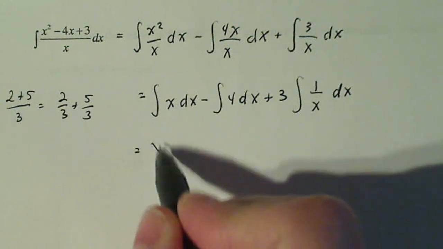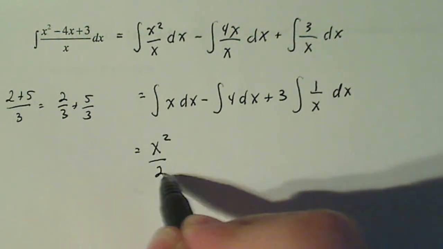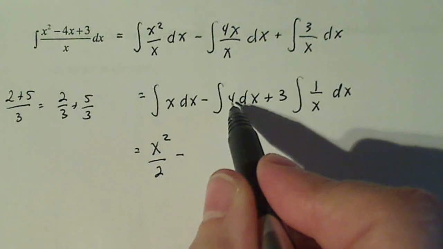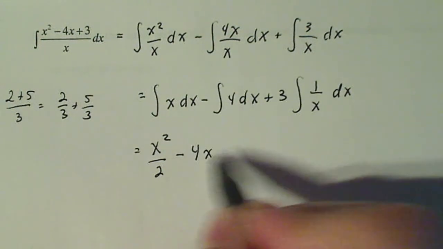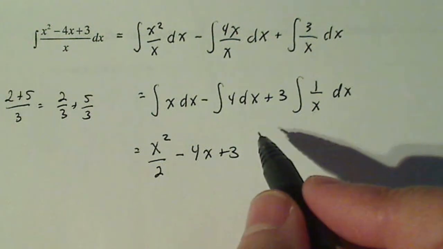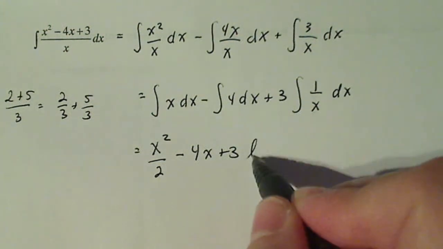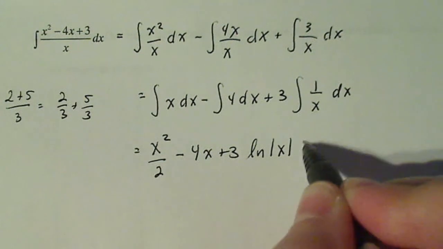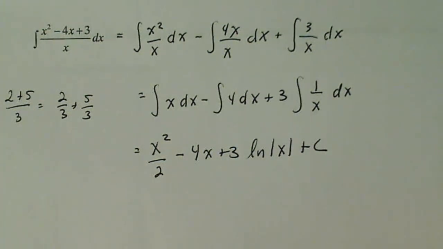To integrate x, that's x squared over 2, minus, I integrate a constant, it's just 4 times x, plus 3 times the integral of 1 over x, which is one you just have to remember: natural log of the absolute value of x, plus c. And it doesn't look like there's anything left to simplify, so I think I'm done.